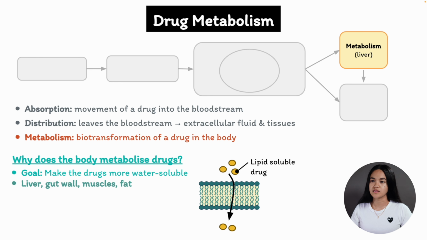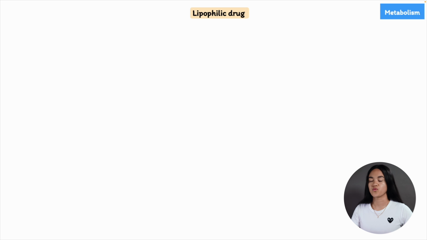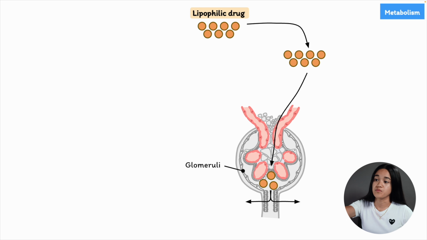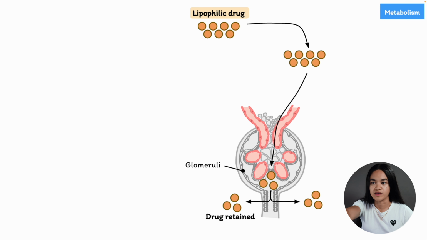It mainly takes place in the liver, but it can also occur in almost every tissue in the body. So including the muscle, fat, and gut wall. Okay? Let's draw this out. Let's say we have a lipophilic drug. This drug will reach the kidneys and be essentially filtered here. However, because it's lipophilic, it will be able to re-enter the body by crossing the walls of the tubules of the kidney. So it will be reabsorbed and it won't be excreted. Okay? This is what will happen to the drug regarding excretion once it's absorbed if it's not metabolized.